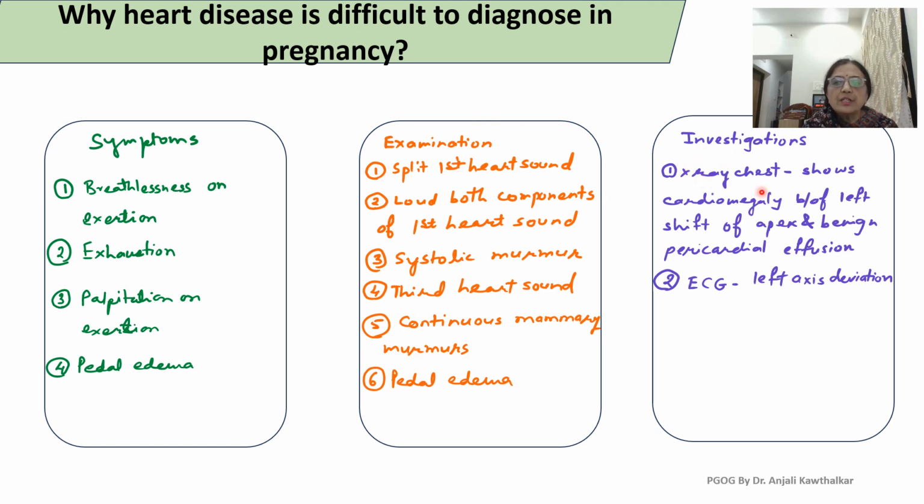All these features make it difficult for a clinician to diagnose heart disease during pregnancy. On investigation, X-ray just shows cardiomegaly, and the two reasons for cardiomegaly are the left shift of the apex of the heart, as well as the presence of benign pericardial effusion. ECG is indicative of a left axis deviation during pregnancy, and with all these changes, it becomes more difficult to diagnose heart disease. It is a challenge to diagnose heart disease during pregnancy.